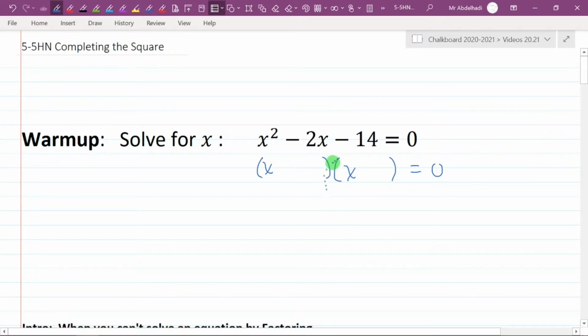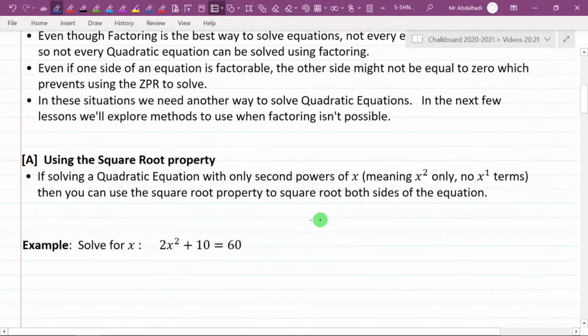Now you ask yourself, what factors of negative 14 add together to give you negative 2? Do any of these add or subtract to give you a quantity of 2? Well, no. There are no two numbers that would add together to give you negative 2 that would also multiply to give you negative 14. So this is not factorable. So some things aren't factorable. Some things cannot be solved by factoring. So what do we do? We have a few options here.